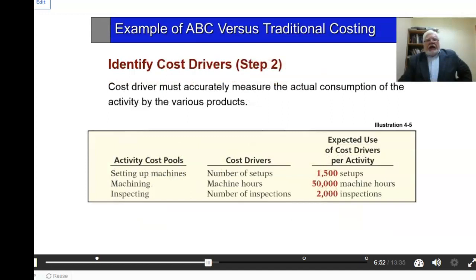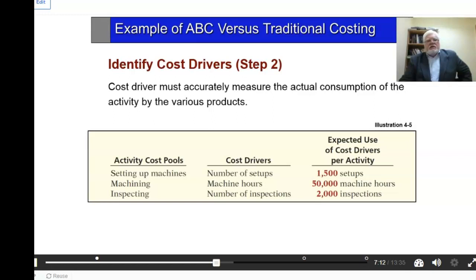And the cost drivers then for setting up machines would be the number of setups, and machining, the number of machine hours, and number of inspections. And then I determine the expected annual use of each of these cost drivers: 1,500 setups, 50,000 machine hours, 2,000 inspections. Now I get the rate.